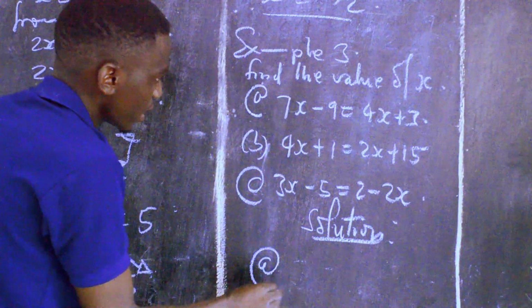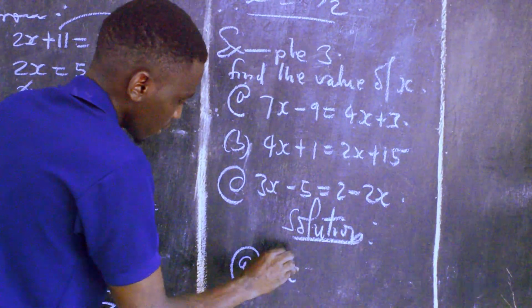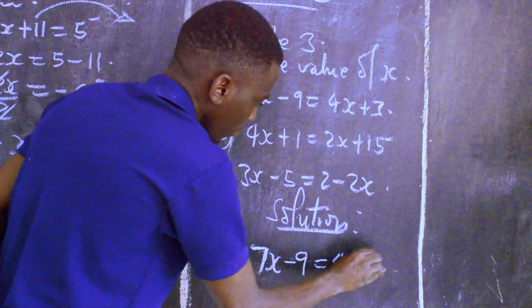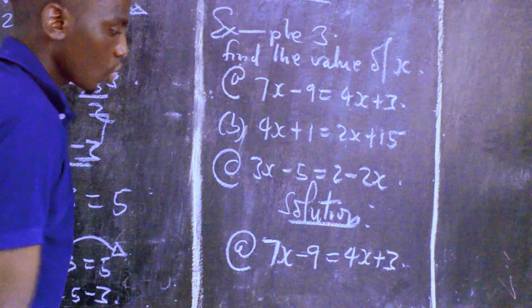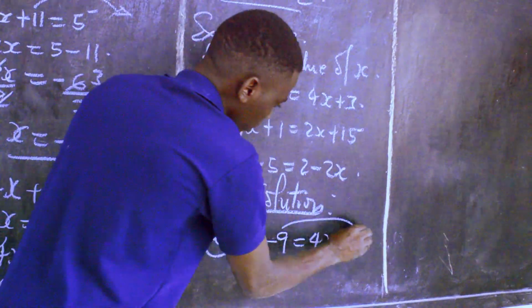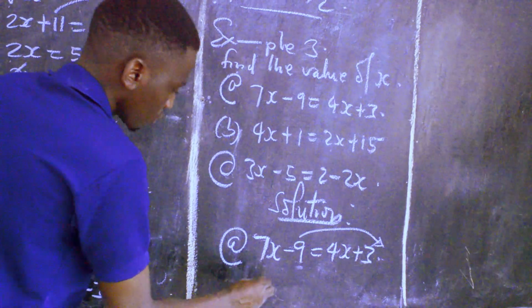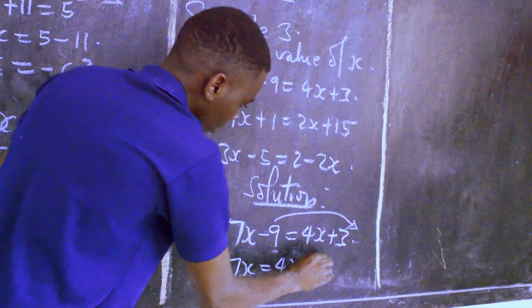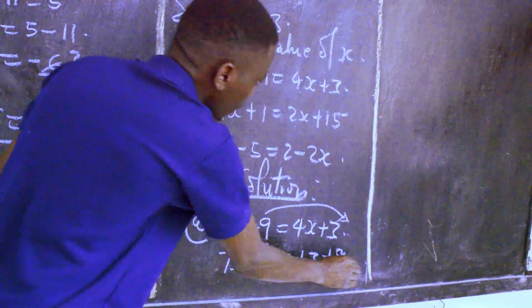Question number 1. A here you have 7x minus 9 is equal to 4x plus 3. This 9 here is negative. Once it comes on this side, it becomes a positive. So it remains 7x is equal to 4x plus 3 plus 9.